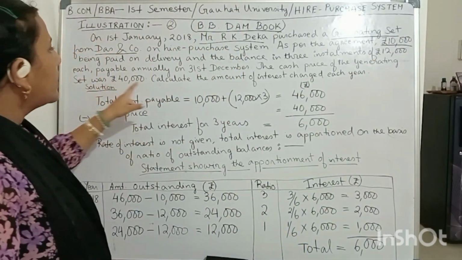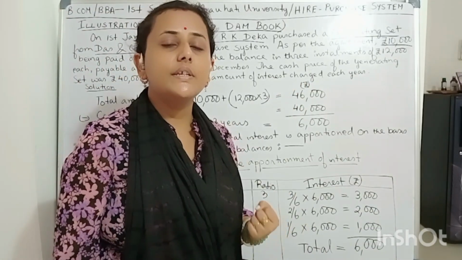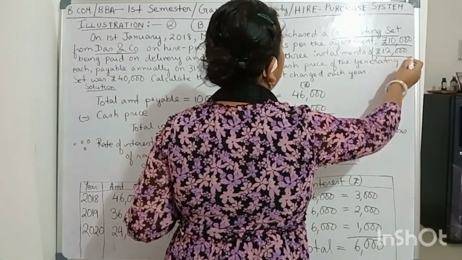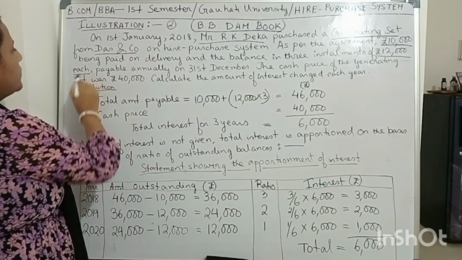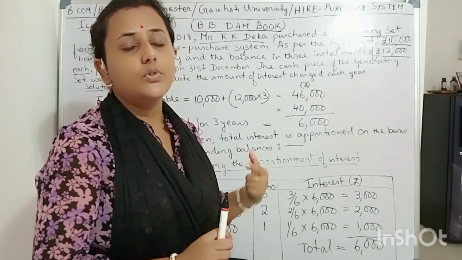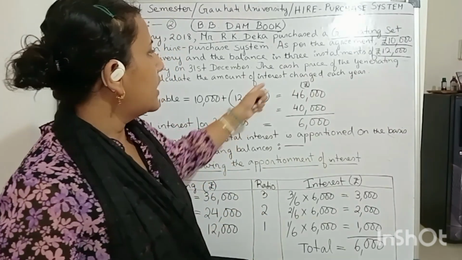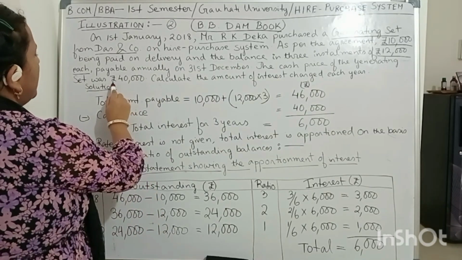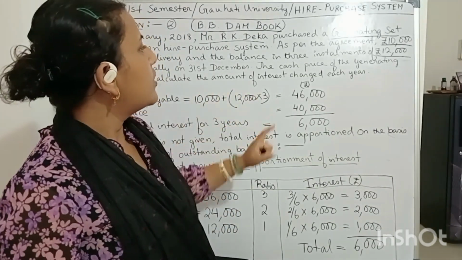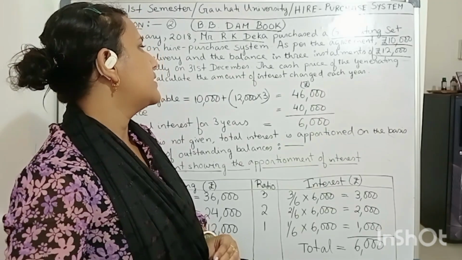The balance is paid in 3 equal installments of rupees 12,000 each, payable annually on 31st December. The cash price of the generating set was rupees 40,000. Calculate the amount of interest charged each year.